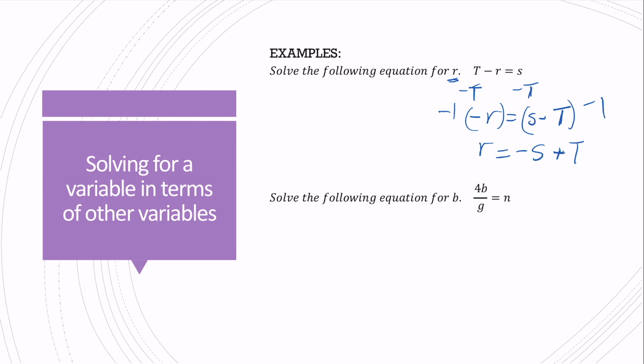Next, I have 4b over g is n. I want to solve this for b. So I'm trying to leave b alone as I solve this. To get rid of that denominator, the bottom of a fraction, I'm going to multiply both sides by g. 4b equals ng. I'm going to divide both sides by 4. b equals ng divided by 4. Final answer.